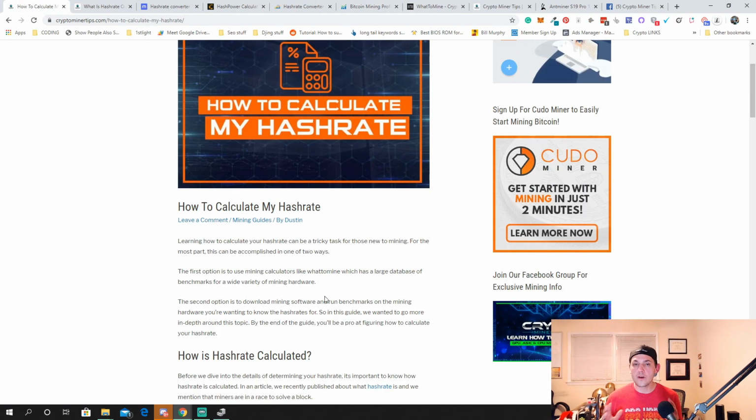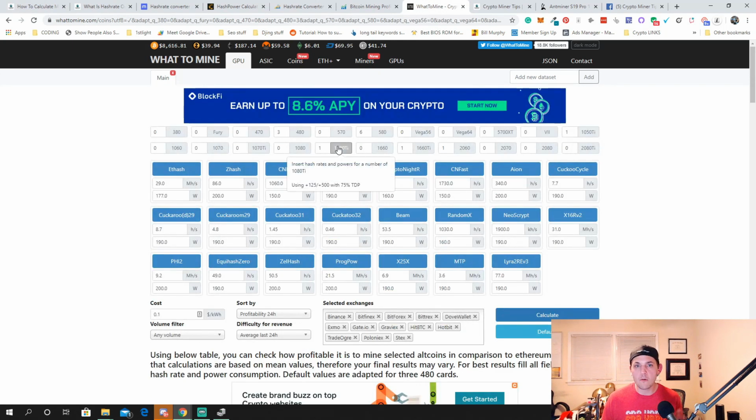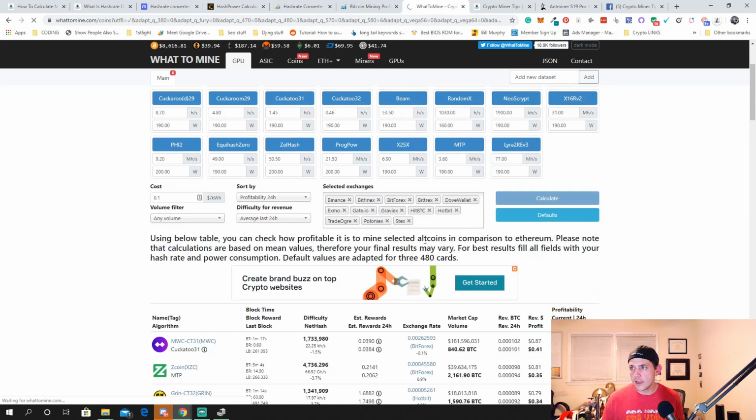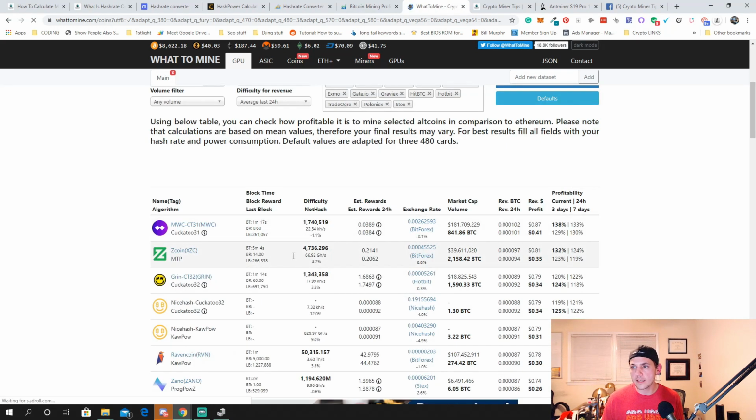So that's really it for how to calculate your hash rate. I hope that gives you guys a better understanding of how to calculate it and how it works. So when people ask me, what's the hash rate of this? What's the hash rate of that? What's the best coin to mine? Chances are, all I'm going to do is head over to What to Mine, figure out what hardware you're using, select the hardware, hit calculate, and it'll give you a really good idea of what the hash rate is. But also, like I said, once you know that, you can determine what are the best coins for you to mine.